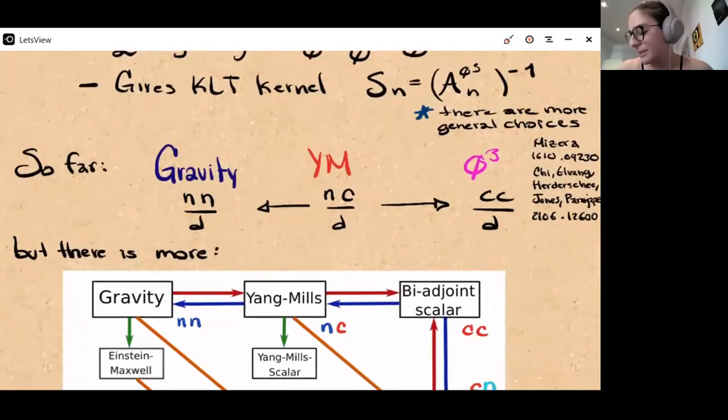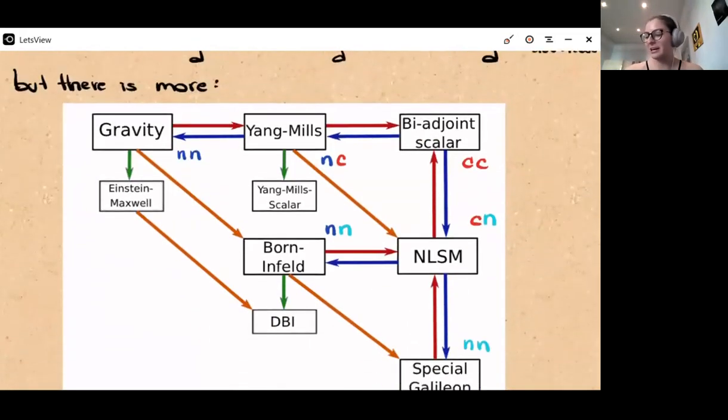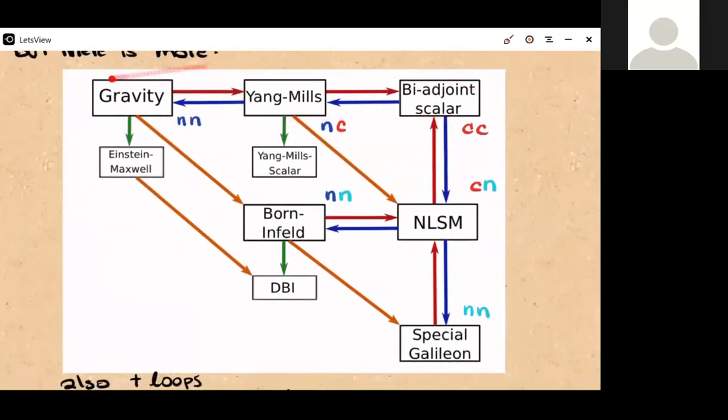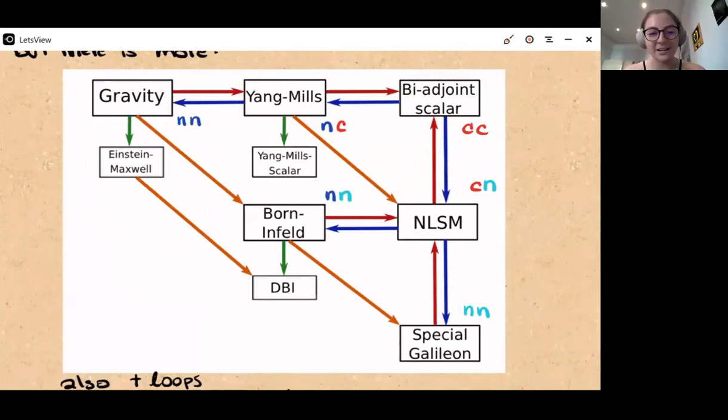So let me tell you that as we've seen so far, just gravity and Yang-Mills and even this bi-adjoint scalar are not the only things we have. There's actually this broader web of relationships between a lot of theories. And here I'm just showing some cases. There are different ones that you can have, for example, a nonlinear sigma model. This nonlinear sigma model is from U(N) cross U(N) to the diagonal U(N). And this will give you different kinds of kinematic factors.